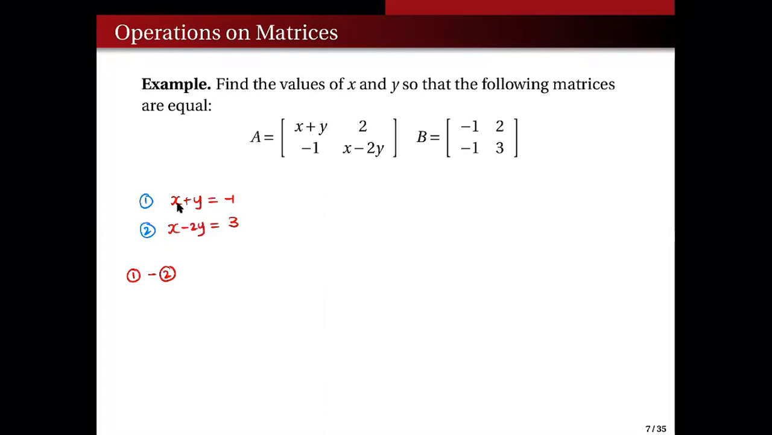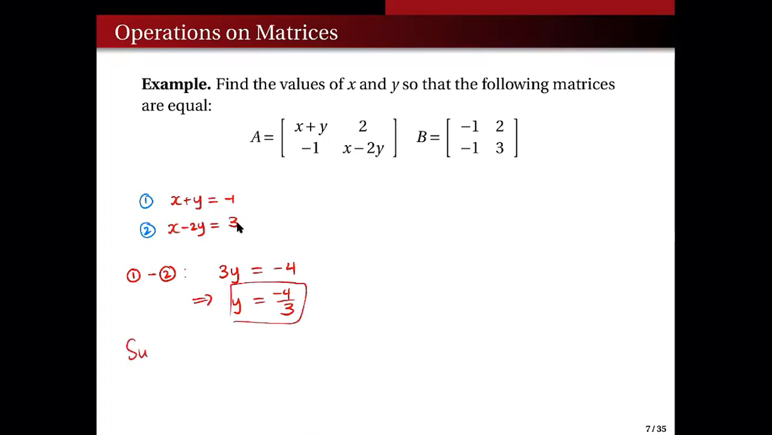If we do that, we have what? x minus x, that's 0. y minus -2y, that becomes 3y. -1 minus 3, that's -4. And therefore, y equals -4/3. Correct? And then we have a value for y.